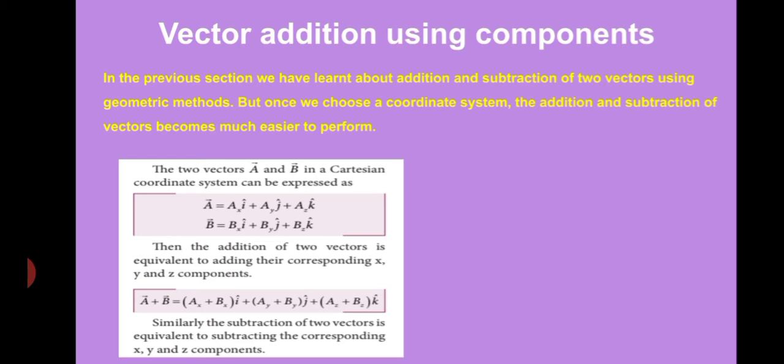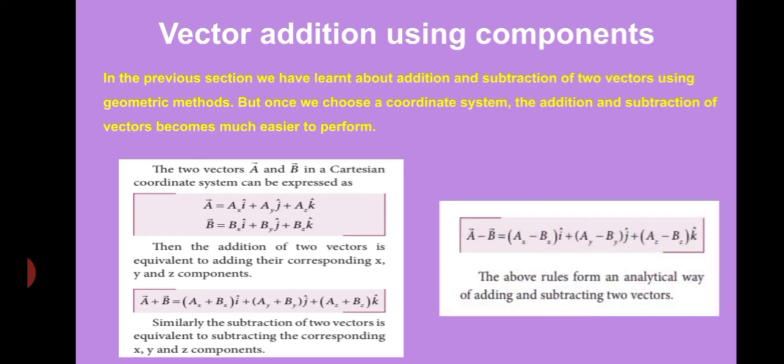Then the addition of the two vectors is equivalent to adding their x, y and z components. A vector plus B vector is equal to (Ax plus Bx) i plus (Ay plus By) j plus (Az plus Bz) k cap. Similarly, the subtraction of two vectors is subtraction of the corresponding x, y and z components. A vector minus B vector is equal to (Ax minus Bx) i plus (Ay minus By) j plus (Az minus Bz) k. The above rules form an analytical way of adding and subtracting two vectors.